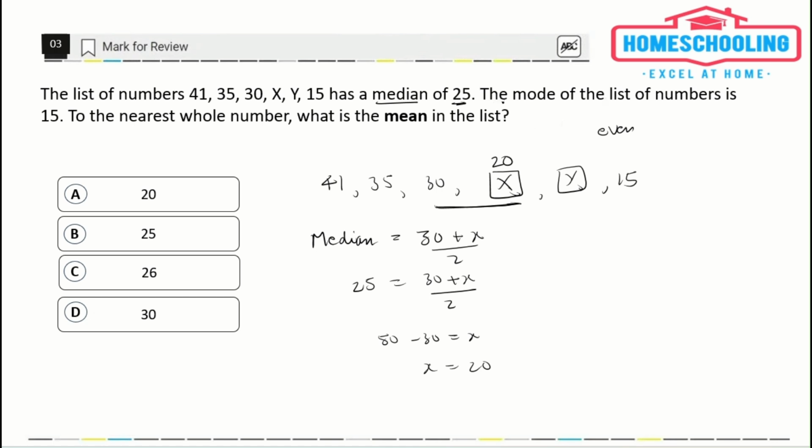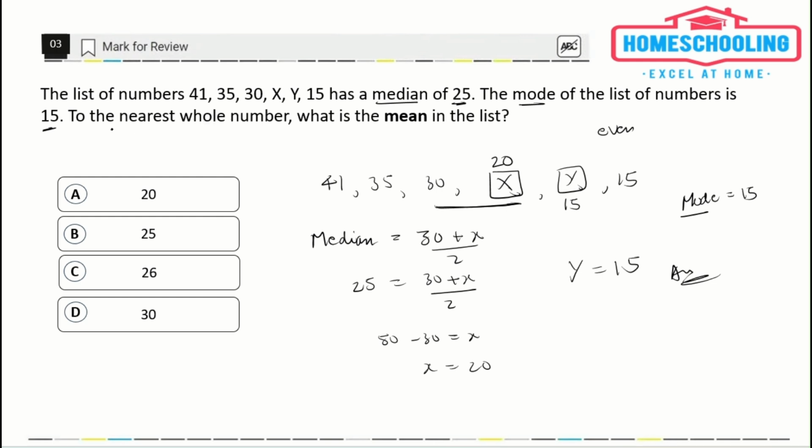After that, the question says that the mode of the list of numbers is 15. As we have read in the basics, if a number is the mode, it should be appearing at least twice in the data set. So at least one more time we will have 15, because mode means most often. So instead of y, we will have 15, because 15 is your mode. So y is equal to 15.